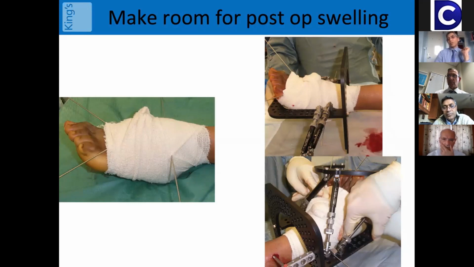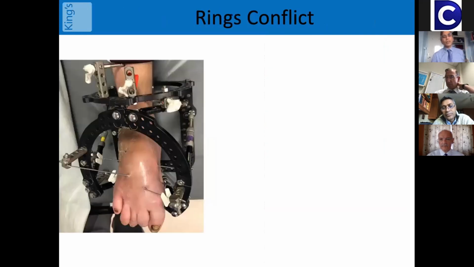And then when I put my frame, I make sure that there's 2 finger breadths, not only from the frame ring, but also from the struts. So post-operative swelling won't be impinging on the struts.